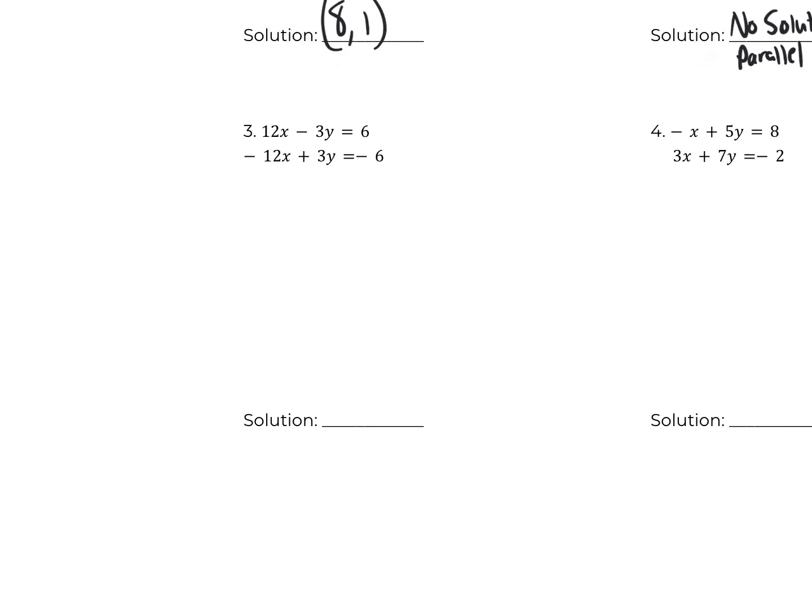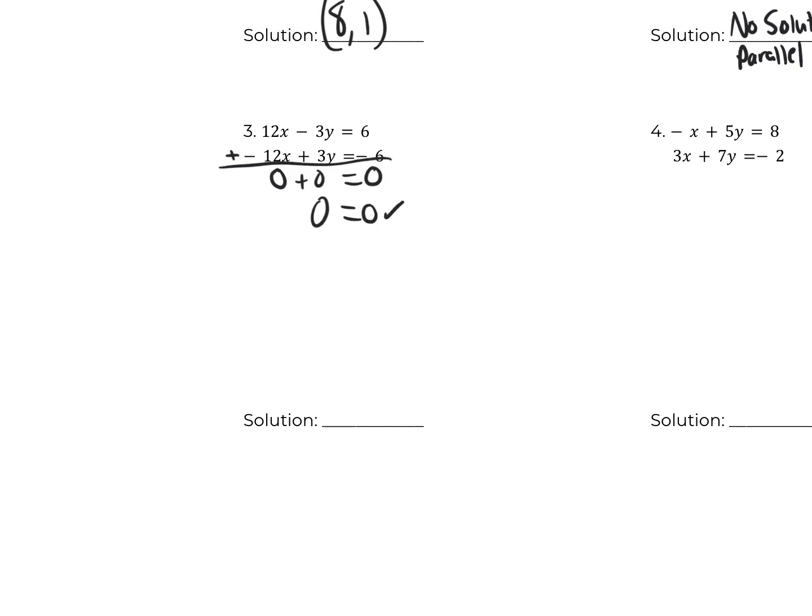Now, if you look at this next one, number 3, we have a positive 12x and a negative 3y on top, and a negative 12x and a positive 3y on bottom. So I have opposite coefficients, so I can go ahead and add these together. And negative 12 and positive 12, those add together equal 0. Negative 3 and positive 3, those add together equal 0. And then 6 and negative 6 add together equal 0, so I end up with 0 equals 0. Well, that is a true statement.